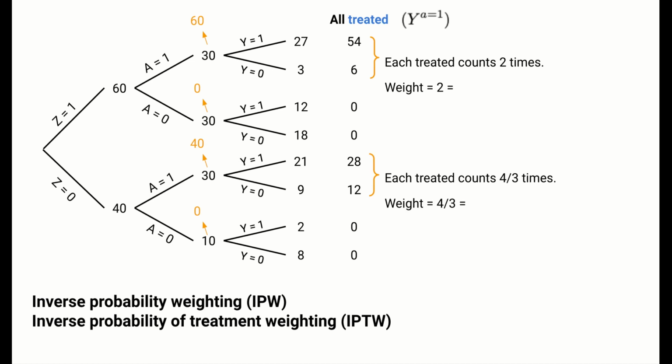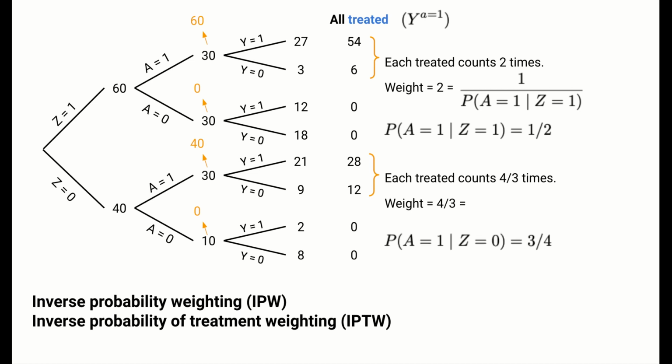So the 2 and the 4/3 are called weights. Within Z equals 1, the 30 treated have a weight of 2, and within Z equals 0, the 30 treated have a weight of 4/3. These weights actually have a special relationship to the probability of receiving treatment. The probability of receiving treatment within Z equals 1 is 30 out of 60, or 1/2. And the weight in this branch is the inverse of this probability. The probability of receiving treatment in the Z equals 0 branch is 30 out of 40, or 3/4, and the weight in this branch is the inverse of this probability.